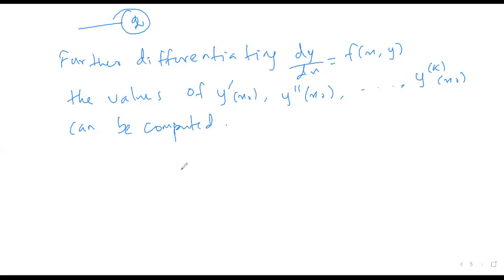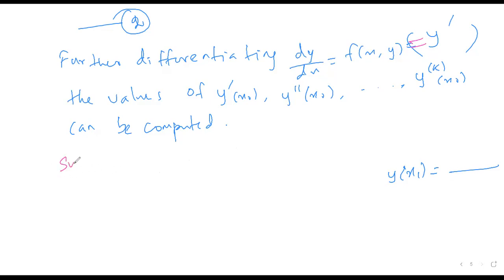Actually what it says is, to find y at x1, we have the Taylor series. The Taylor series needs these values, and these values can be obtained from here. So this also you can write as y dash. That's optional, we're going to use it later. Okay, so let me continue.